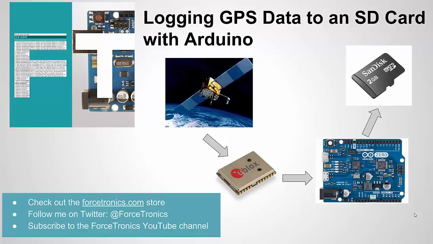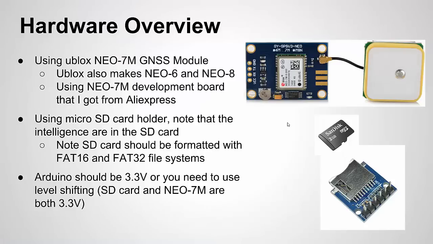Let's get started. Let's first talk about the hardware we're going to use for this tutorial. So for the GPS module, I'm going to be using the Neo 7M from uBlox, which is a GPS chip, or I should say system on a chip. Now uBlox makes a couple different families of these chips. The Neo 6 was the first. I'm using the Neo 7, they have the Neo 8.